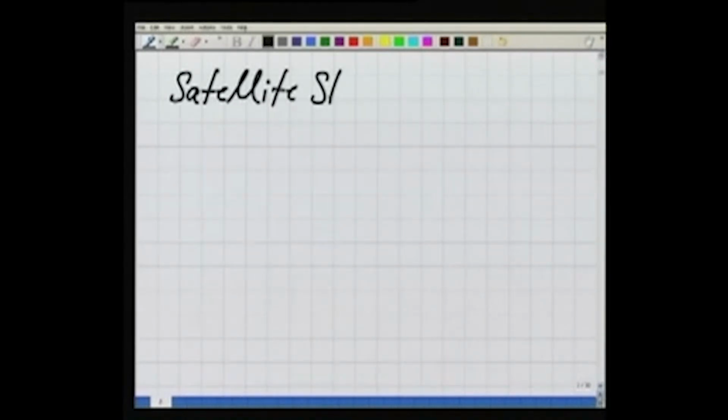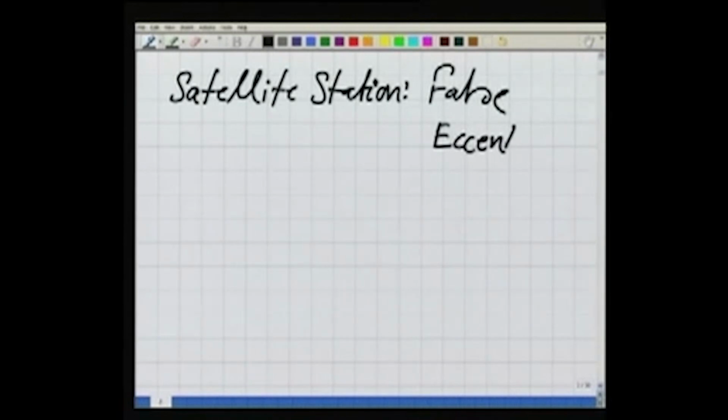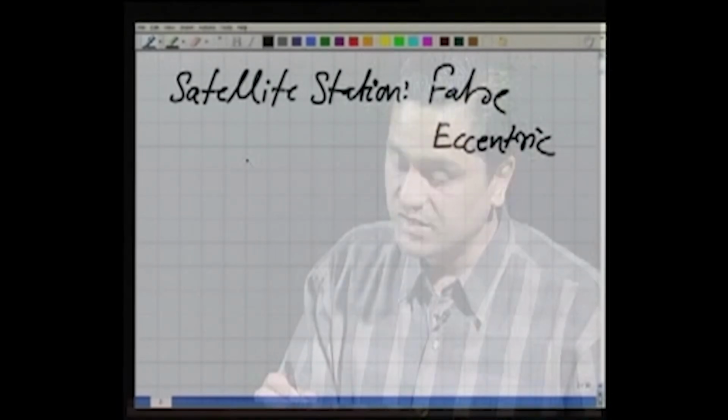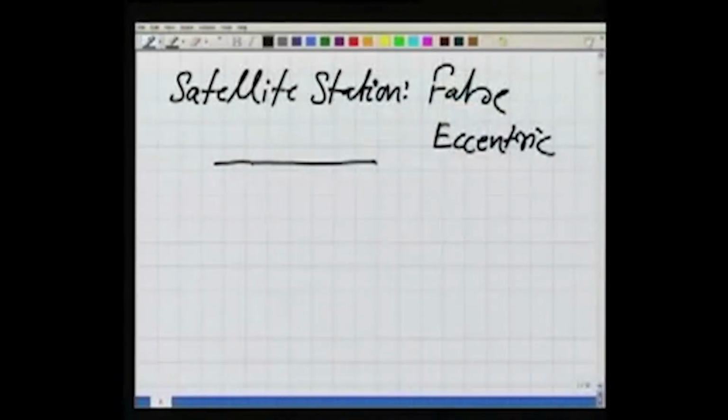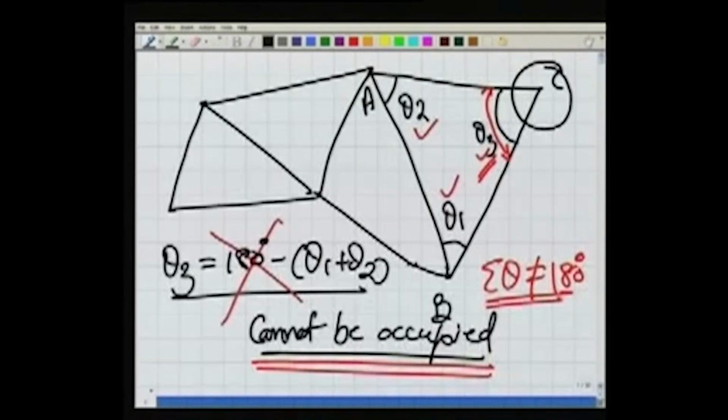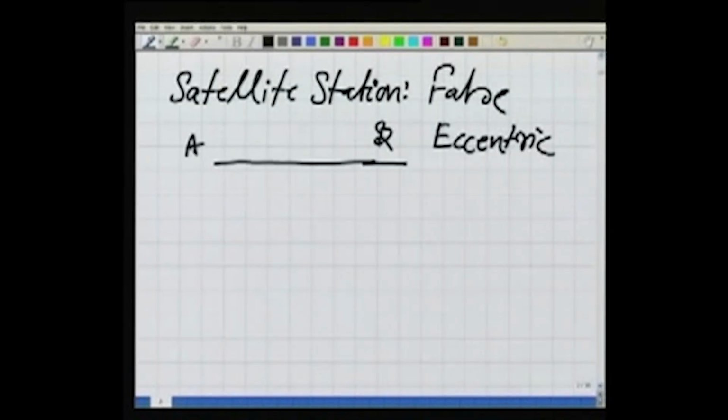This is also called many times false station or eccentric station. Now, how do we proceed in that case? Well, those A and B, as we have seen previously also, are here, A and B, where we can measure the angles.